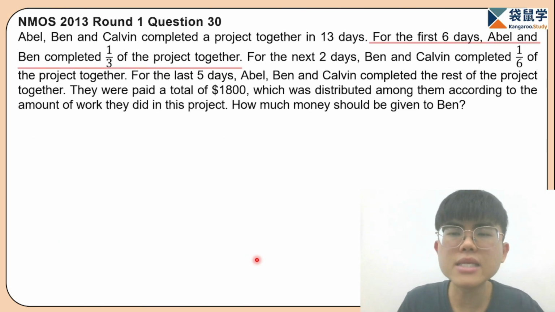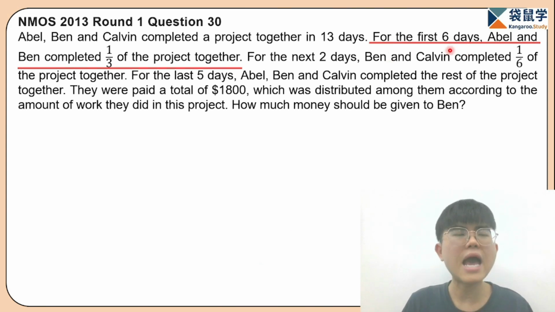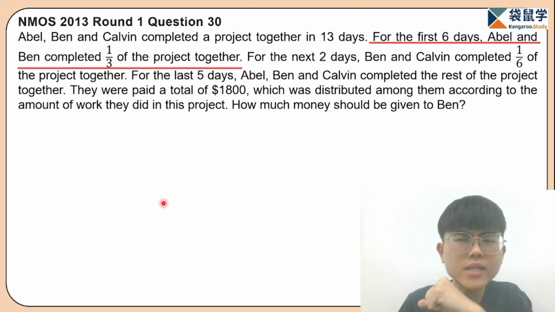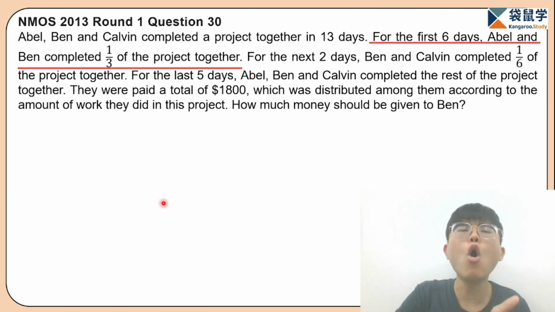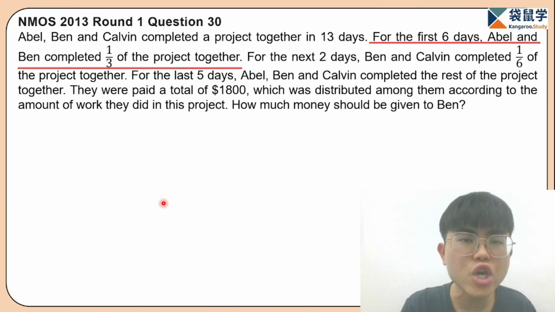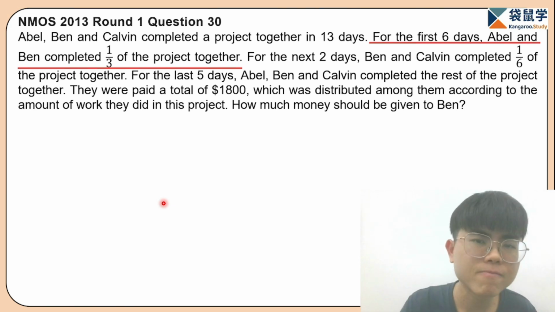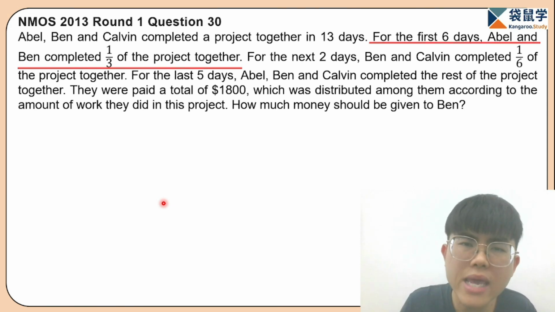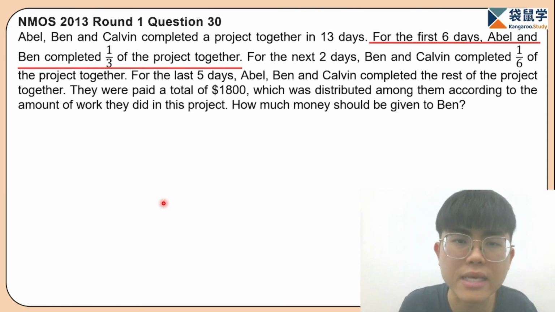Now, the sentence here says that for the first 6 days, Apples and Ben completed 1/3 of the project together. If I think about it, both of them completed 1/3 of the project for 6 days. Now, how about 1 day? How much work will they do together?